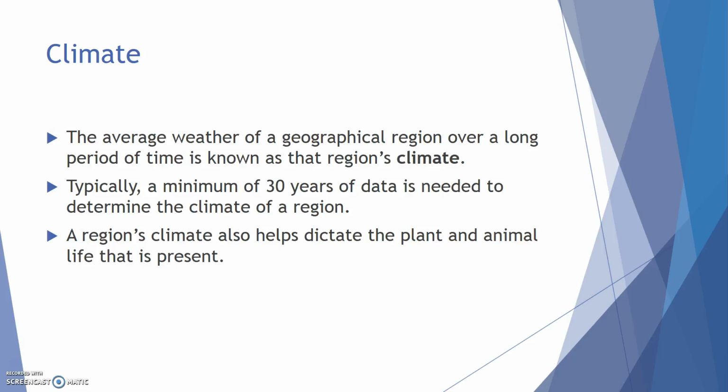So as a general rule of thumb, weather describes the conditions in a very short period of time, days or weeks, whereas your climate is going to describe the type of weather you might expect in a region based on an average set of data.